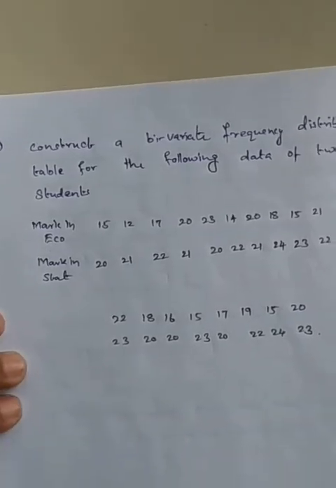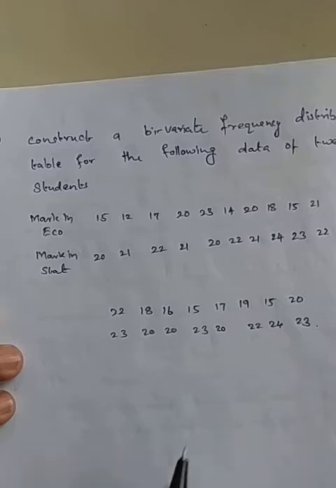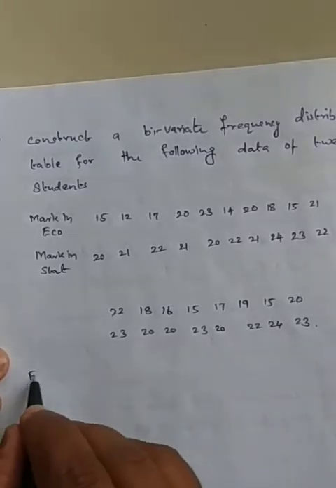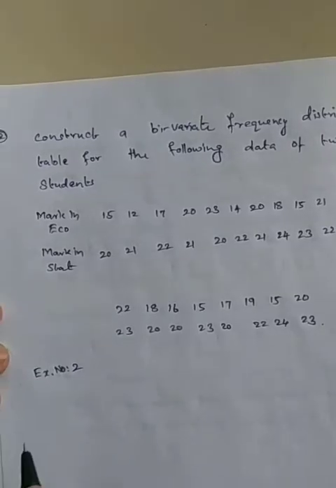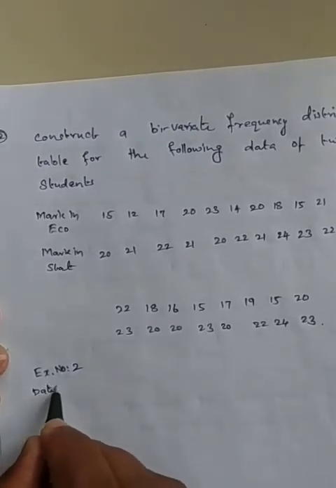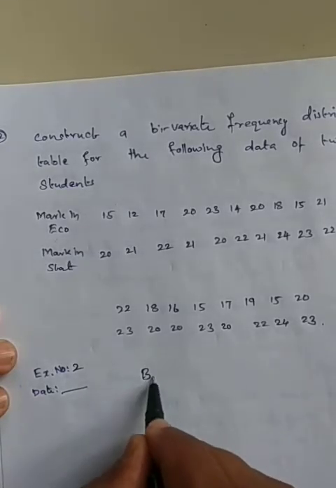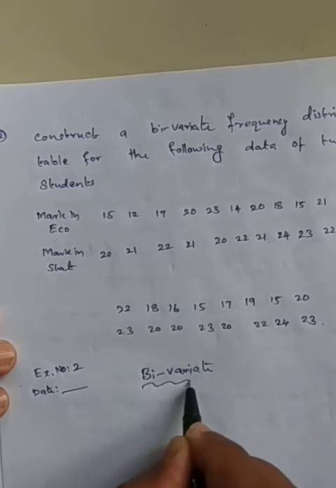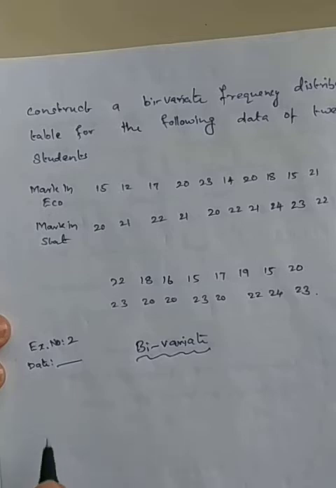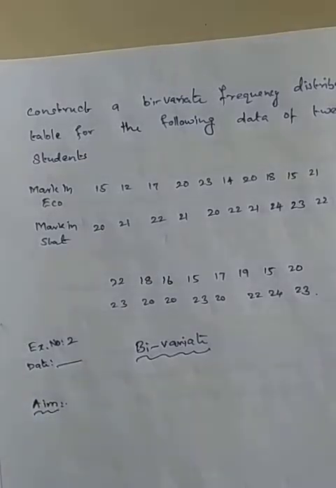For this one, how you are going to write: for the first experiment here, you will write experiment number 2. The next one is date, I told you leave it. Next, the title: bivariate, you write it as the title. Next one is the aim. What's the aim for this one?